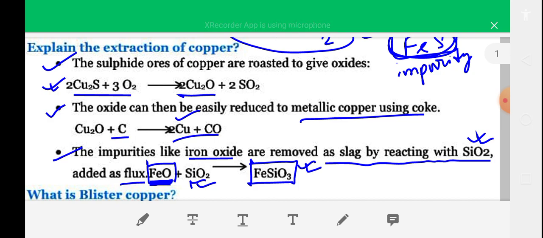So during extraction of copper you have to use silica as a flux. It will react with impurity FeO and it will form slag FeSiO3, which will be a lighter material and will float over the liquid copper metal, okay, and it will be separated easily.